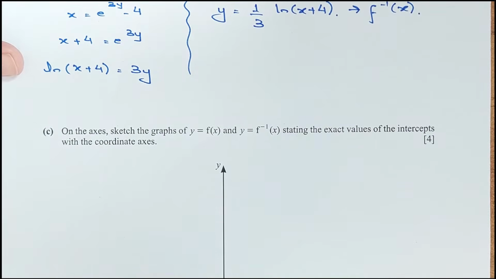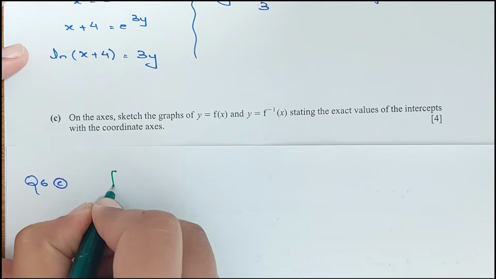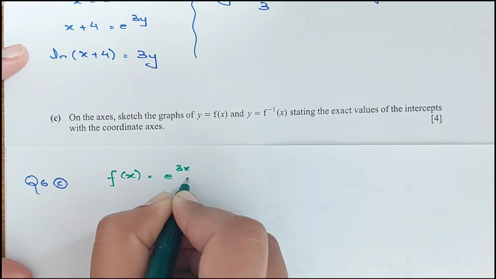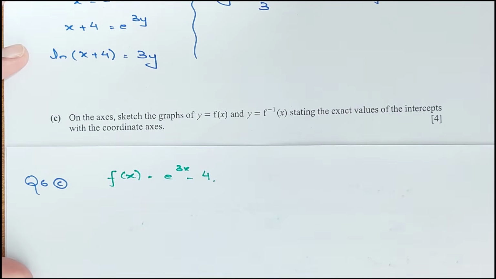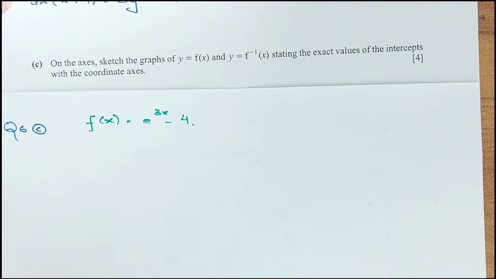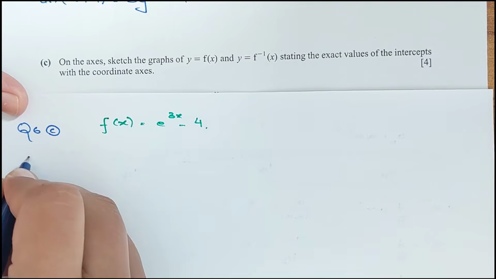Okay, now for part C, on the axis sketch the graph of y equals f of x and y equals f inverse of x, stating the exact values of the intercepts with the coordinate axis. Right, let me start with f of x. We have a function f of x, e power 3x minus 4. We have to find the intercepts with the coordinate axis, the x and the y intercepts first. Right, okay, so let me find the x-intercept.